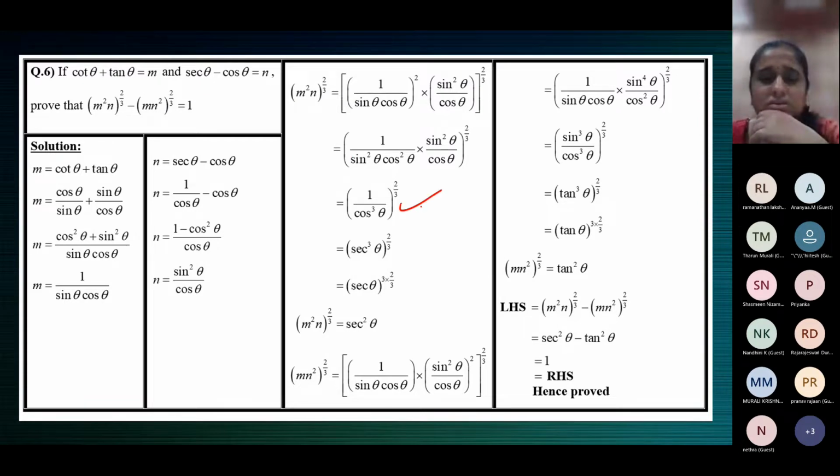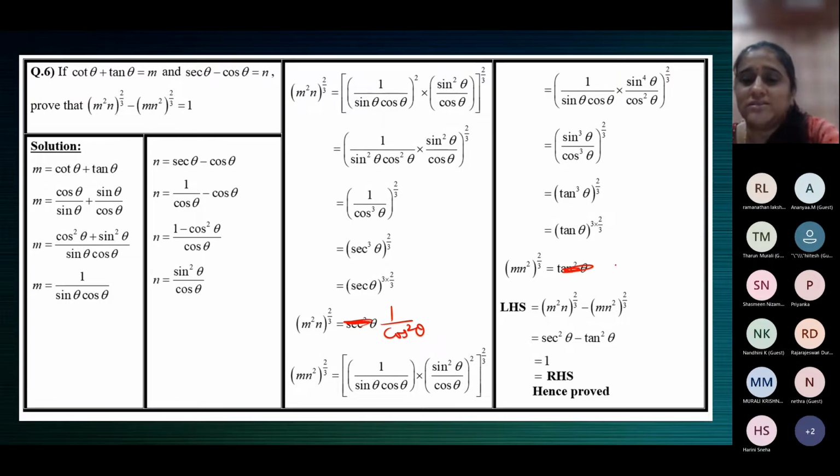Till here you understood? Ma'am, yes, ma'am. Actually I understood the whole question, ma'am. But what if instead of secant square theta, we write 1 by cos square theta, and in m n square to the whole power 2 by 3, instead of tan square theta? Okay, I get you. Sorry, I took a while to understand. So you're asking me if you wrote it as 1 by cos square theta instead of this, correct? Yes, ma'am. Okay, I got you.